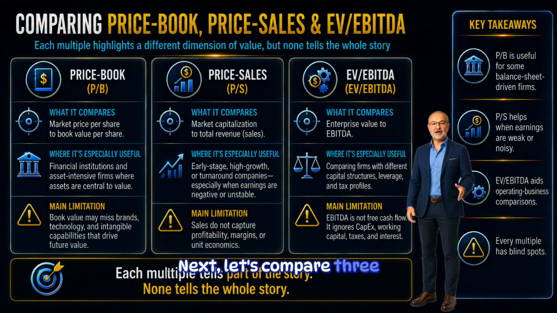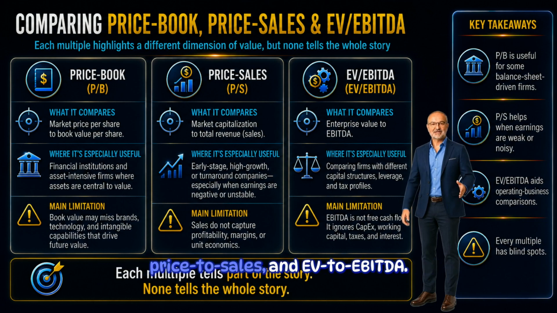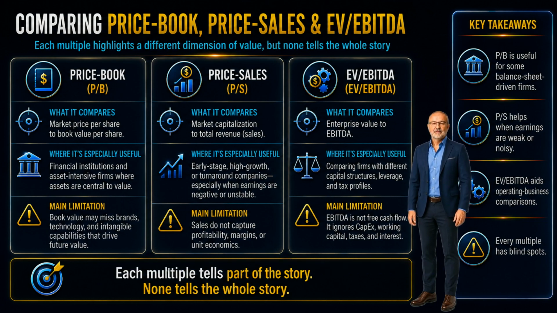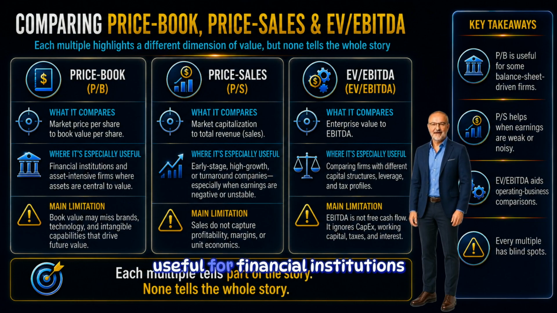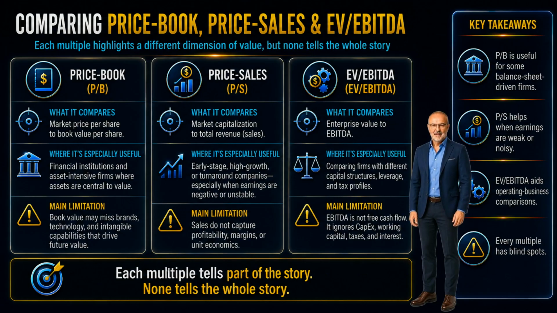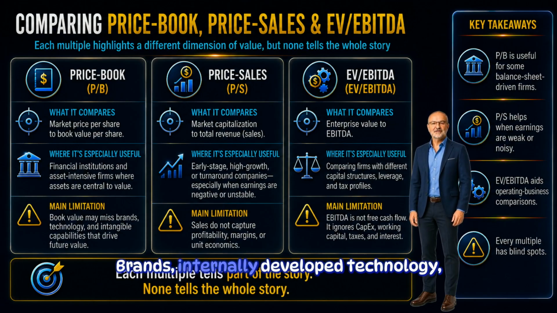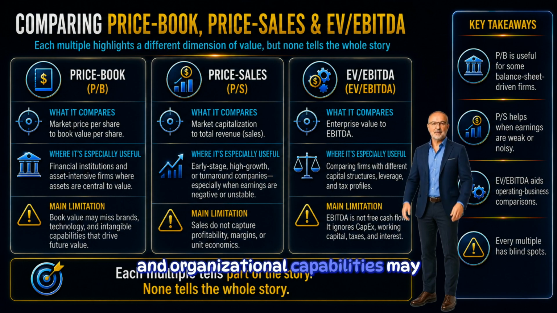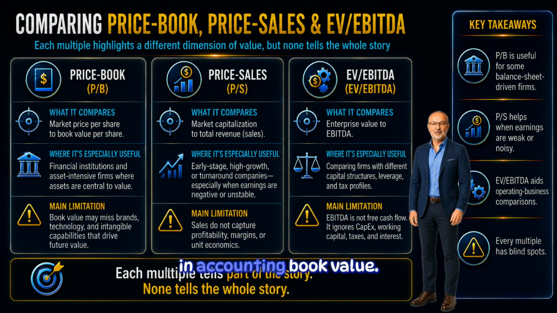Next, let's compare three other important multiples: price to book, price to sales, and EV to EBITDA. The price-to-book ratio compares the market value of common equity with the accounting book value of common equity. It can be especially useful for financial institutions and asset-intensive firms, where the balance sheet may provide meaningful information about economic value. But price to book has limits. Book value may not capture the most important assets of a modern company: brands, internally developed technology, software, data, customer relationships, and organizational capabilities may not be fully reflected in accounting book value.